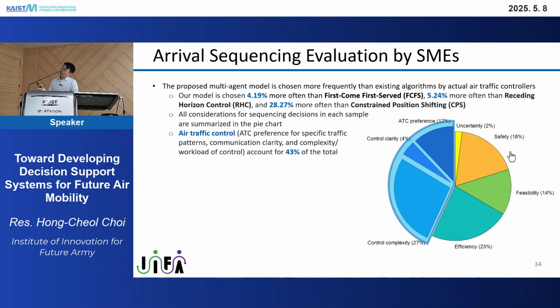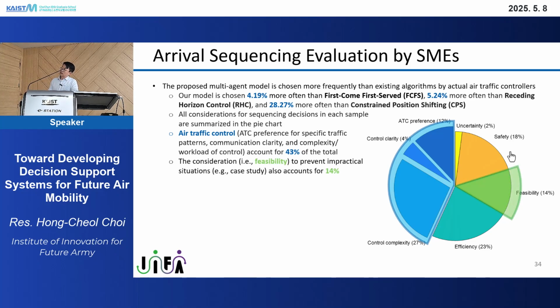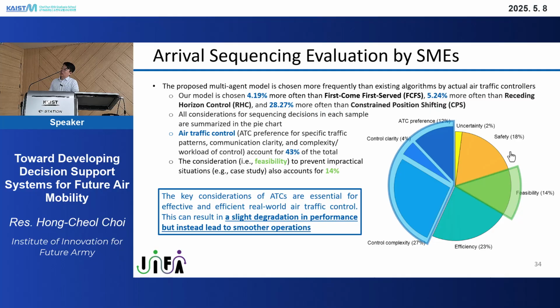In this regard, air traffic control clarity is quite important and accounts for 43% of the total for this arrival sequencing. And feasibility accounts for 14%. That is the previous case study. So this work shows that emulating the air traffic controllers can result in some slight degradation in performance, but it leads to smoother operation with more safety margin, so they have some buffer to handle emergencies or unexpected situations.